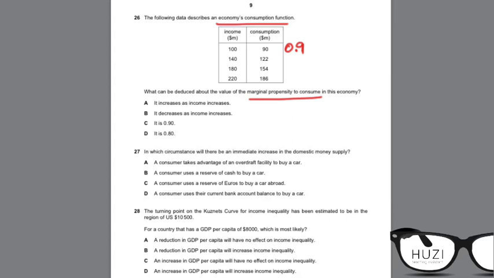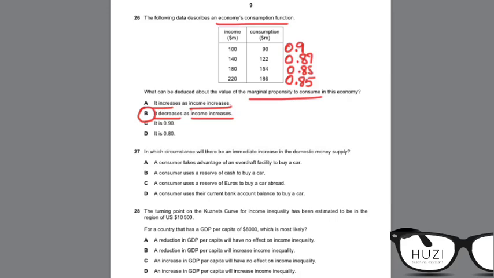For the second one, it's 0.87. For this one, it's 0.85. For this one is also 0.85. So it increases as income increases. Wrong, it decreases as income increases. I think this should be the answer.